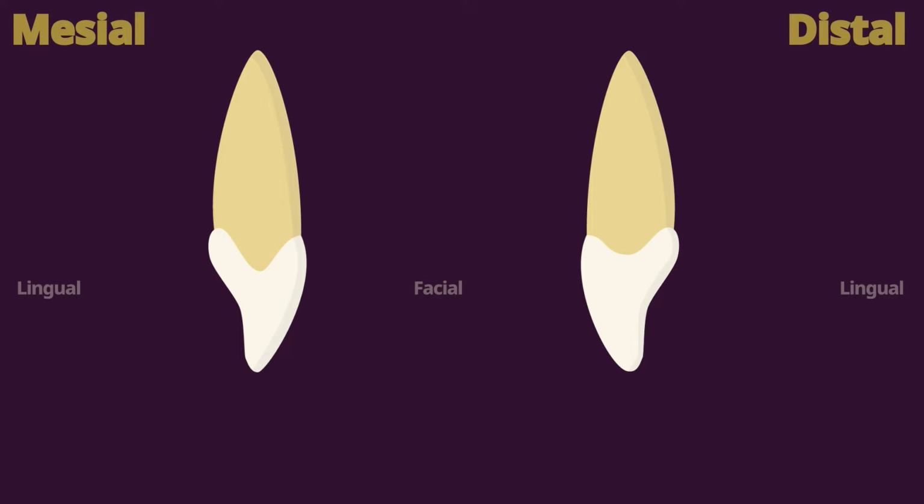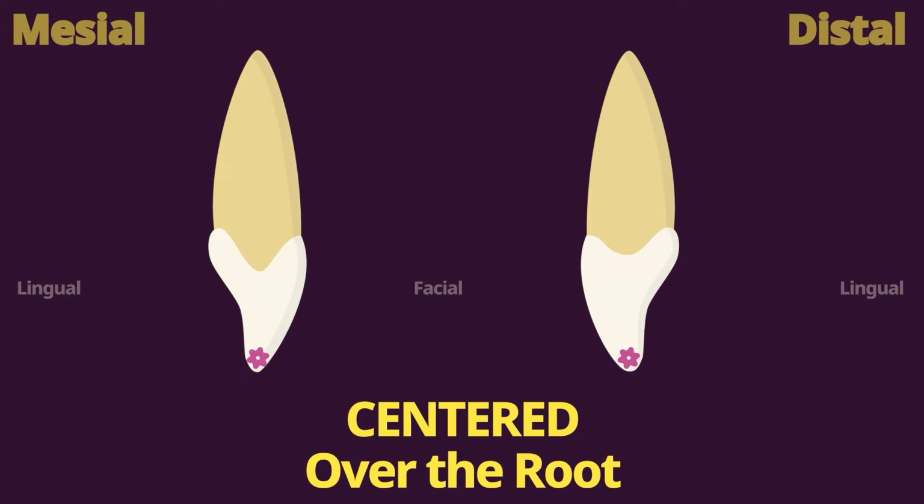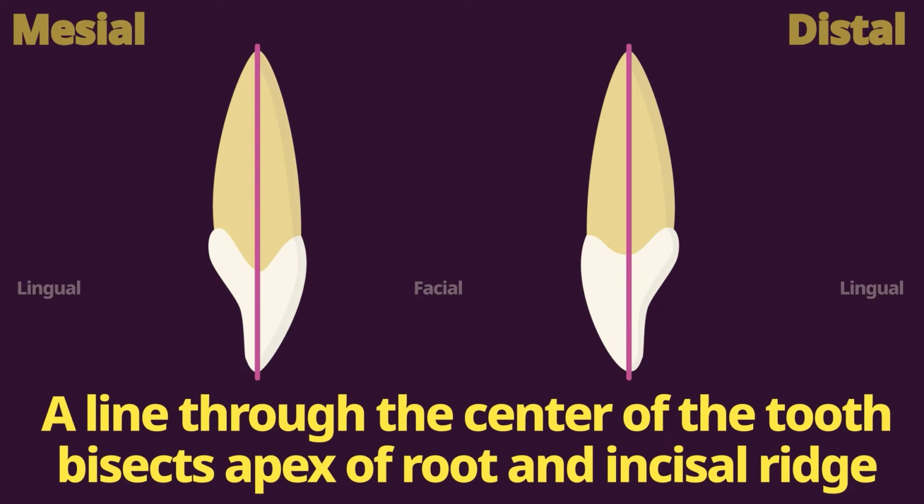True. The incisal ridge of the maxillary central incisor is centered over the root of the tooth. Another way of saying that is that a line through the center of the tooth will bisect the apex of the root and the incisal ridge of the crown.